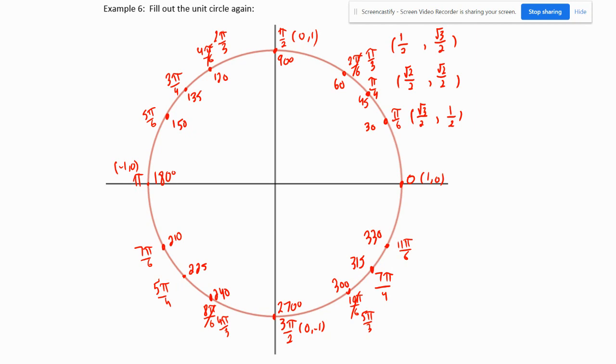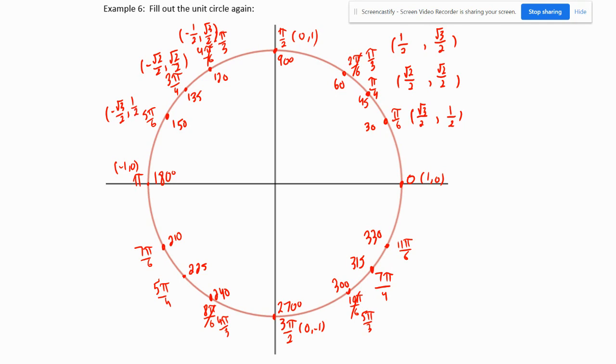Now how we fill out the rest of it is that the numbers are going to be the same, but the signs of the x and y's are going to be different. If I look at the 60, this point is the same as 120, but it's been reflected in the y-axis. So to get all these points into quadrant 2, we reflect them in the y-axis. That means our x values are going to become negative. So at 2 pi over 3, we have negative 1/2, root 3 over 2. We have negative root 2 over 2, positive root 2 over 2. We have negative root 3 over 2, 1/2, and we have the point negative 1, 0.